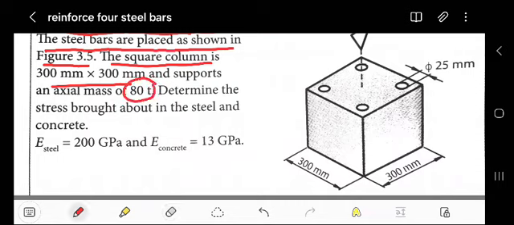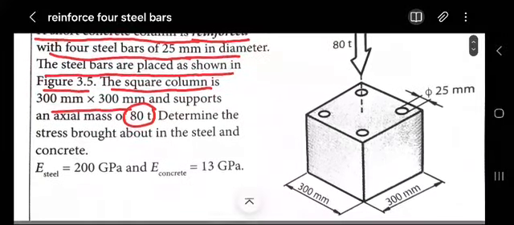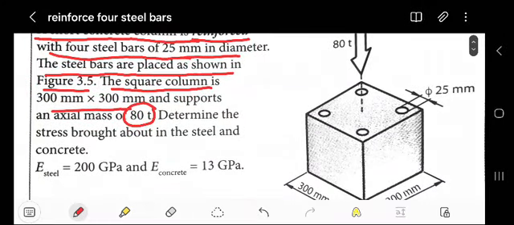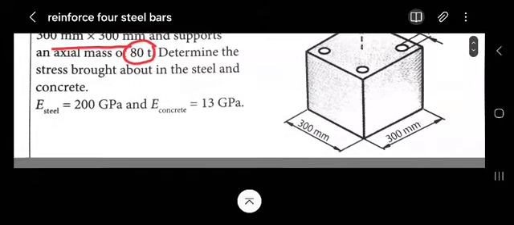We see that axial mass, which is 80 ton. Determine the stress brought about in the steel and concrete. All right, brought about in steel and concrete. So this is under parallel bars. So okay, guys, we want to calculate the stress brought about, but first we need the areas.